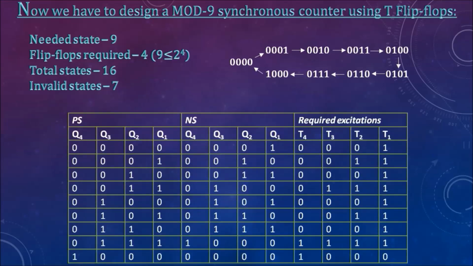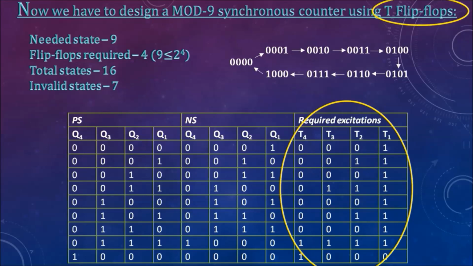So this is an important state table we have to prepare. PS is present state, NS is next state, and required excitations. Here the required excitations are for the T flip-flop, because we have to use the T flip-flop. So these are the excitations for the T flip-flop. Now we'll see how this table is made.